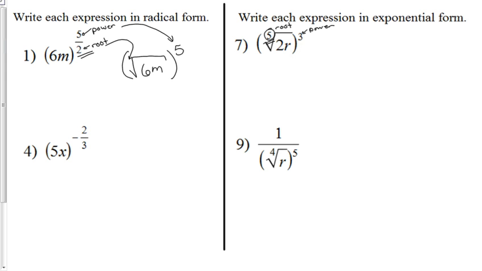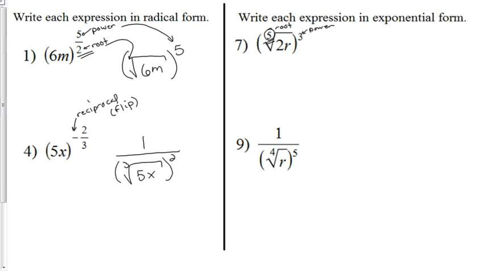So negative 2/3 adds a different little twist. That negative sign means reciprocal. It does not mean that you have a negative number whatsoever. A negative in the exponent means that you have a reciprocal, which is to flip the fraction. So we have the third root of 5x, all of that is to the second power, and since we need it as a reciprocal, it goes on the bottom of the fraction.